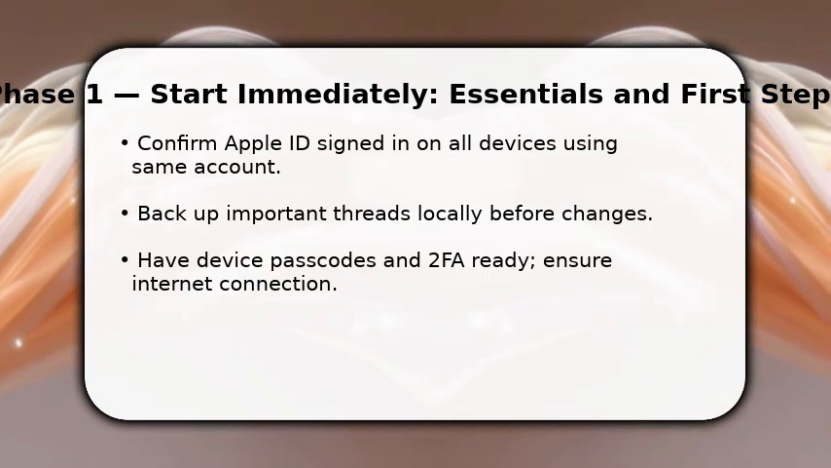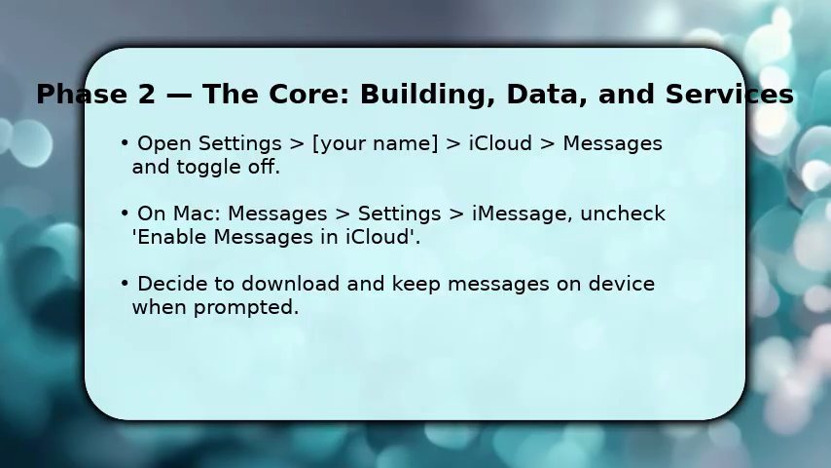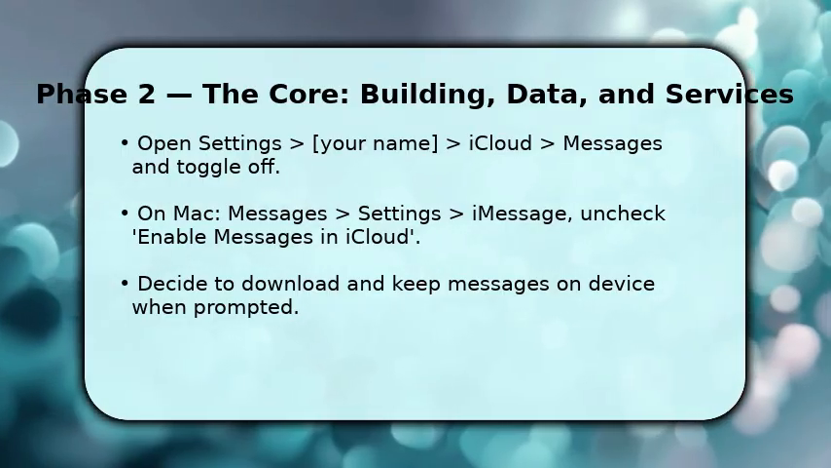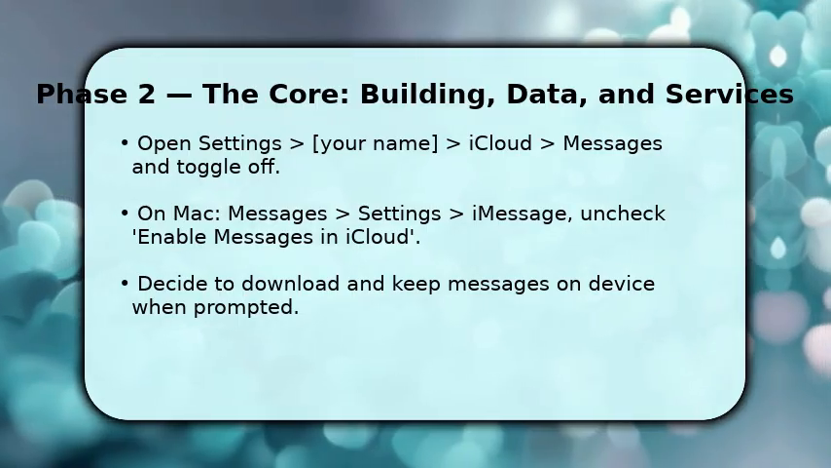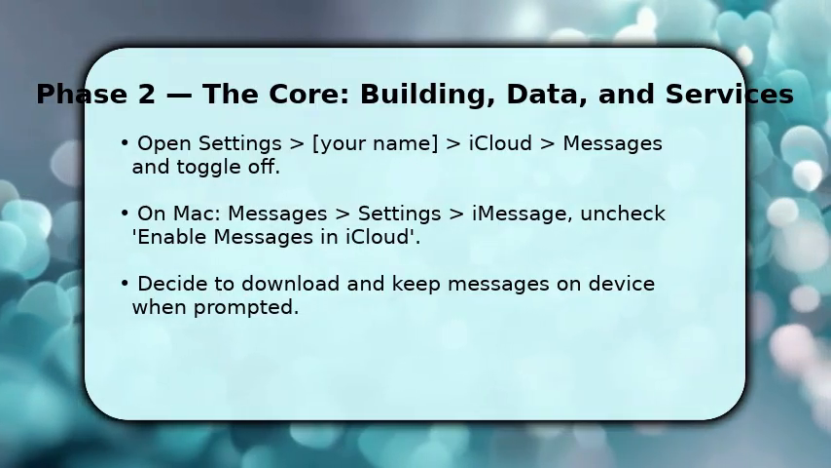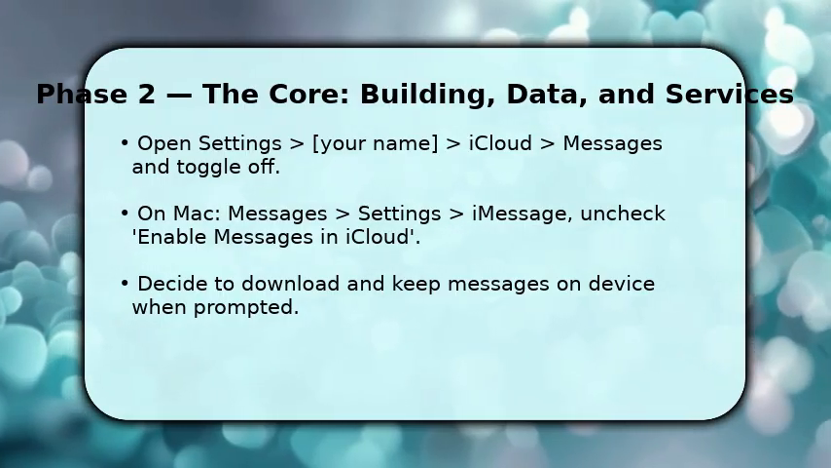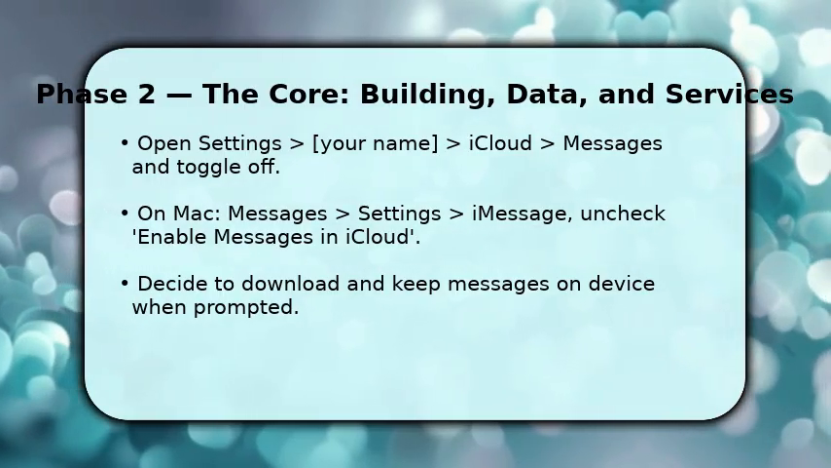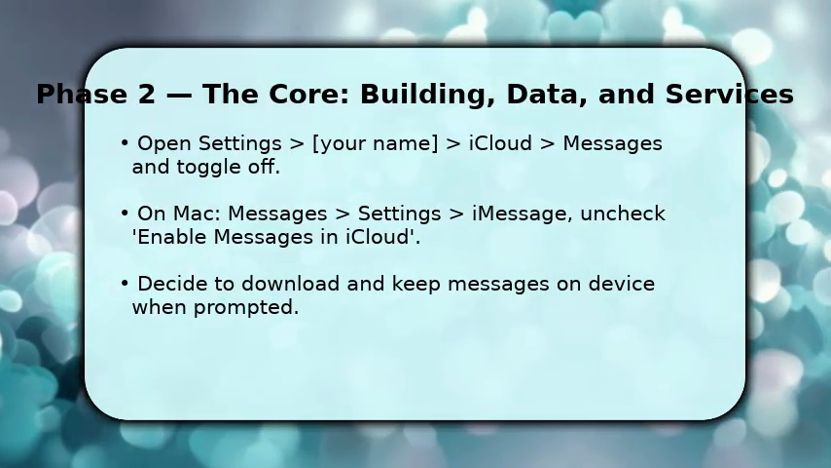You tap Settings, then your name, then iCloud, and locate Messages. Toggle it off. That stops new messages from syncing to iCloud. On a Mac, open Messages, go to Settings, choose iMessage, and uncheck Enable Messages in iCloud. When prompted on iPhone or iPad, select Download and keep Messages if you want a local copy. This preserves history on that device only.